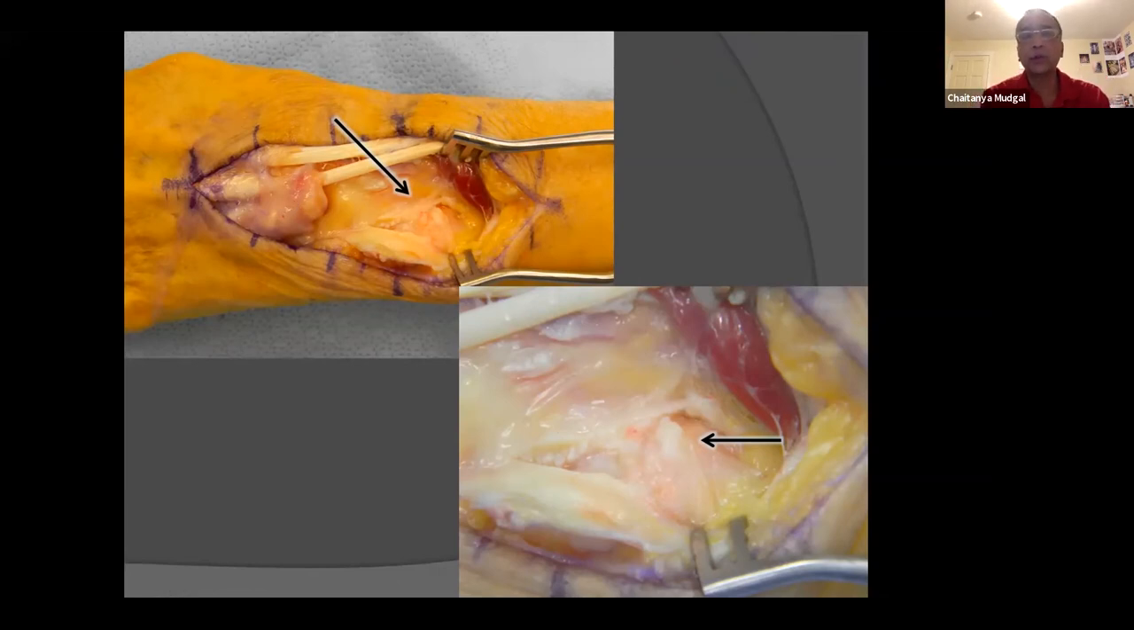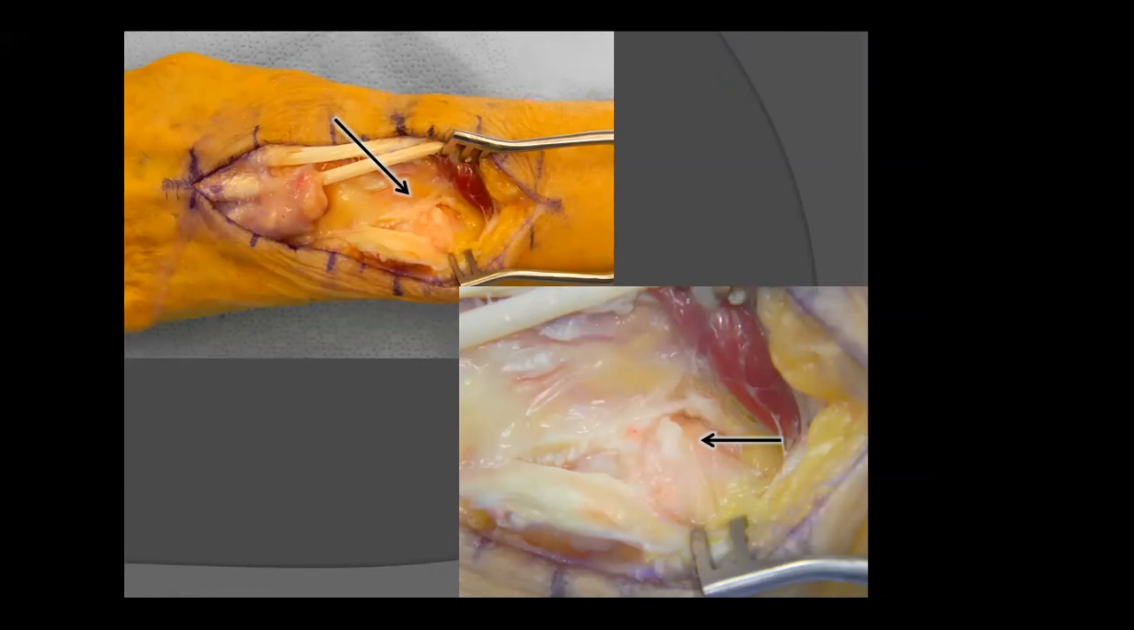What is your goal? Well, it's to take inventory at this point. It looks like the extensor to the index is intact, potentially both the EDC and the EIP, and potentially also to the middle finger it's intact. Or are both of those to the index finger?